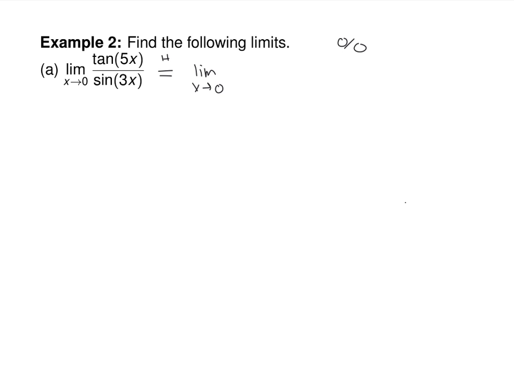And then you do the ratio of the derivatives. So what's the derivative of tangent of 5x? 5 secant squared of 5x. What's the derivative of sine of 3x? 3 cosine of 3x. Look, you can't forget the chain rule.